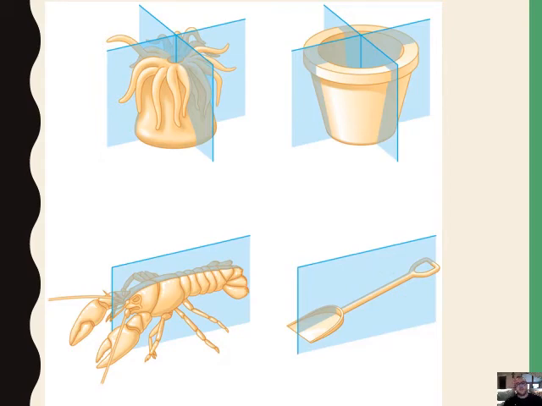Then on the right-hand side is a pot. And you can see from that pot, you can cut it along the diameter as long as it is in a central axis. So central axis is a point that is directly in the middle of the object. Then we have the lobster at the bottom left-hand corner over there. And we have a spade, which is also bilateral symmetry. And the top are radial symmetry.